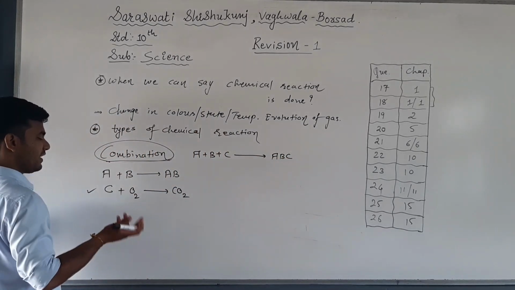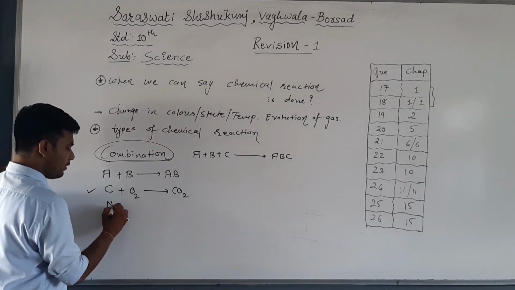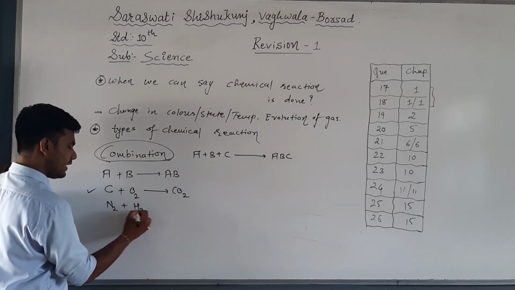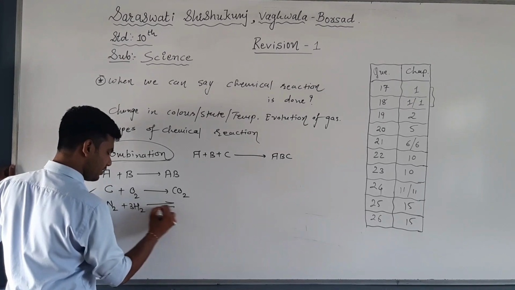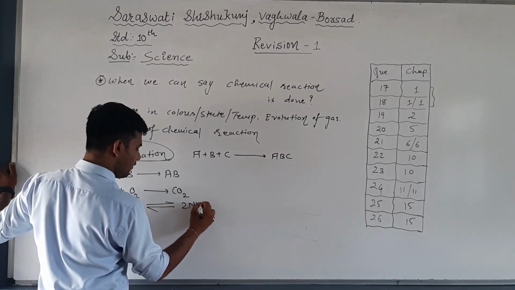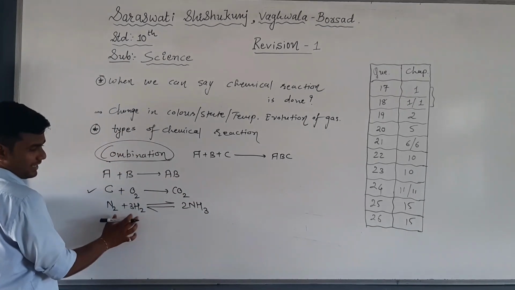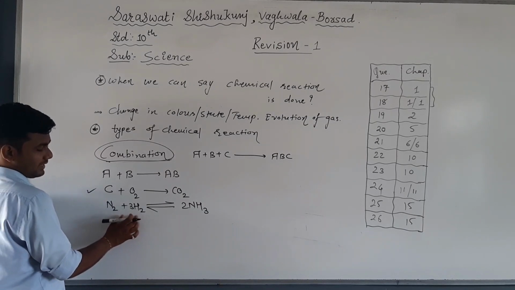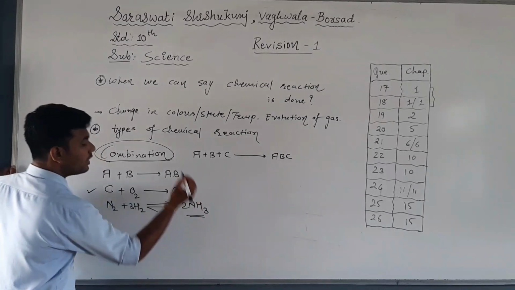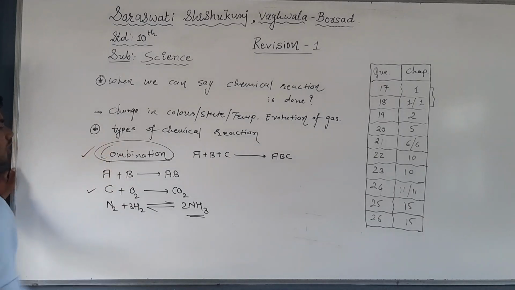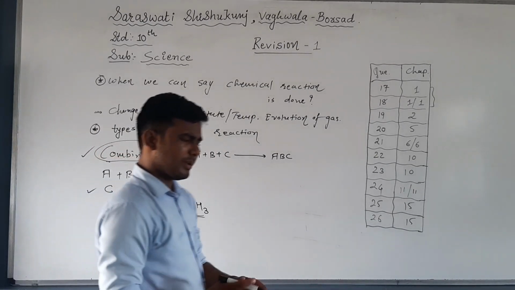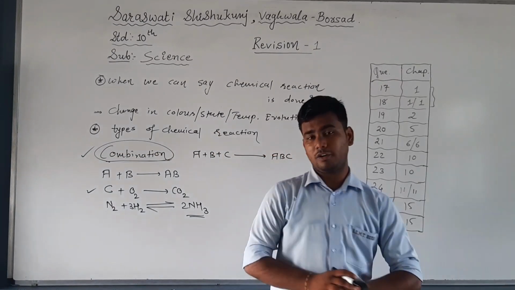We will also have different examples. If we talk about ammonia, N2 plus 3 moles of H2, we will get 2 moles of NH3. So here also you can see that the two reactants combine with each other to give a single product, so that is our combination reaction, right? This way other reactions also we can prepare.